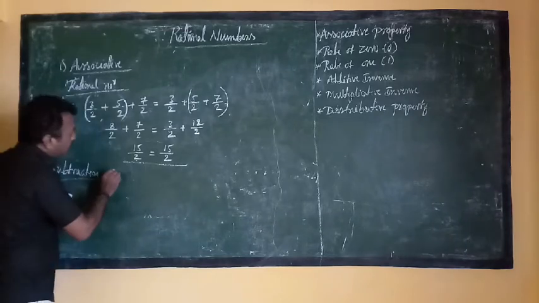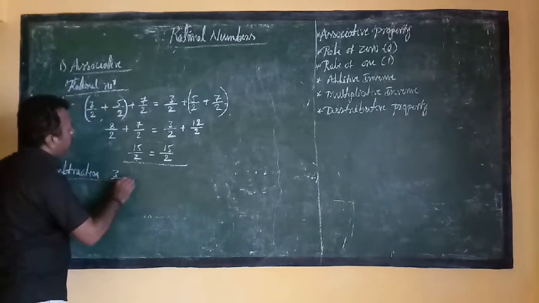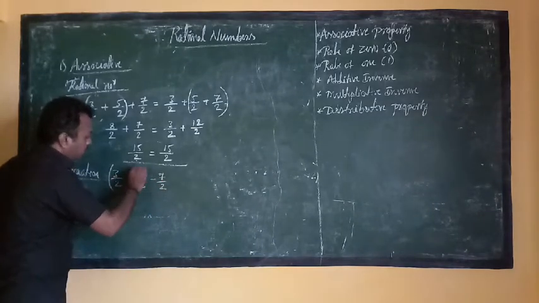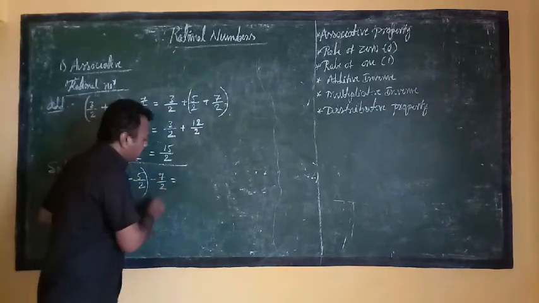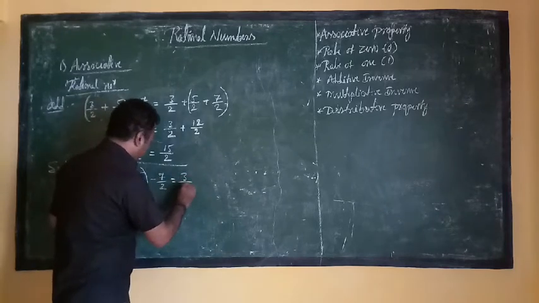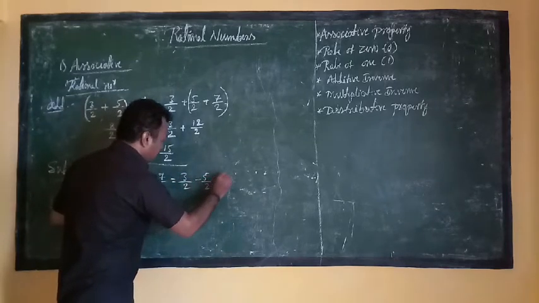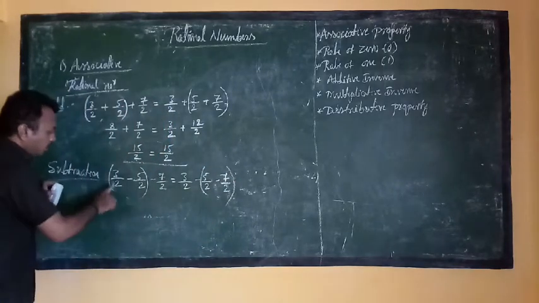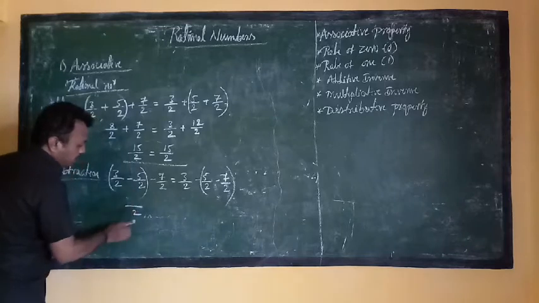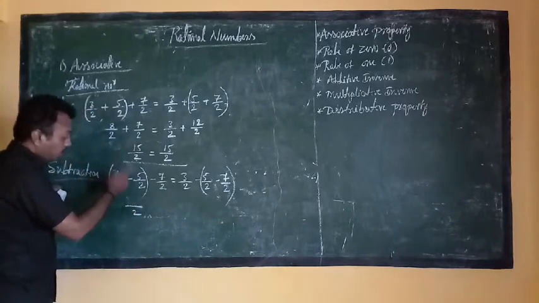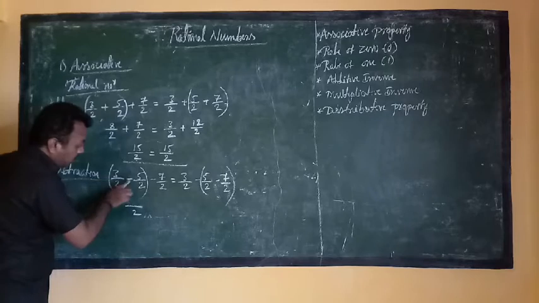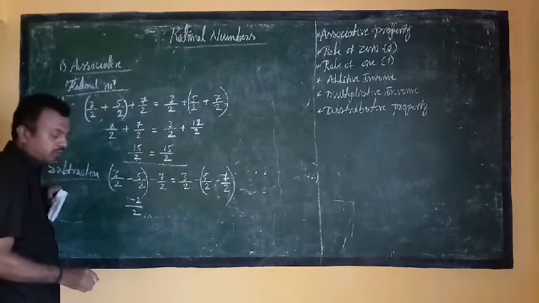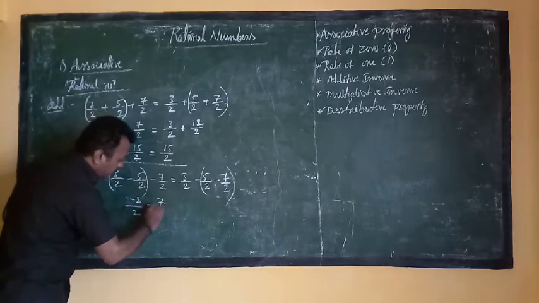So let us check it. 3 by 2 minus 5 by 2 minus 7 by 2. Correct? So the first two rational numbers make the group. Next again 3 by 2 minus 5 by 2 minus 7 by 2, in that the last two numbers make one group. The denominators are the same. Subtract the numerators: 3 minus 5, how much? Minus 2. It is minus 2 by 2... minus 7 by 2 as it is.